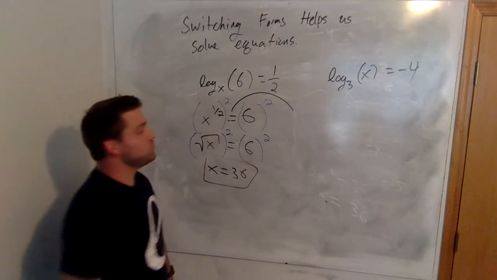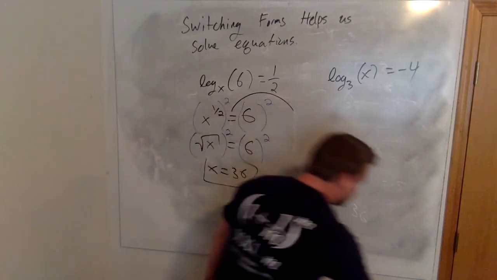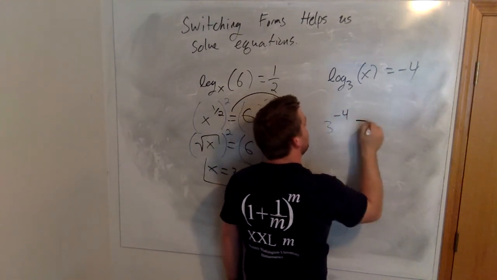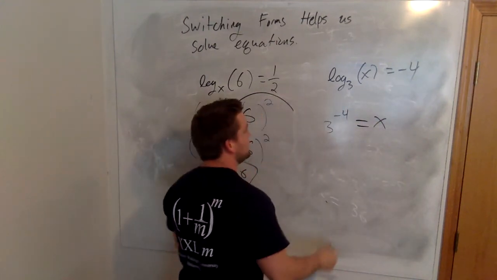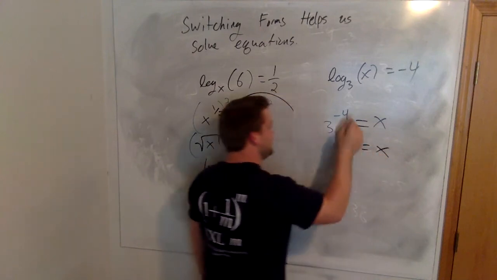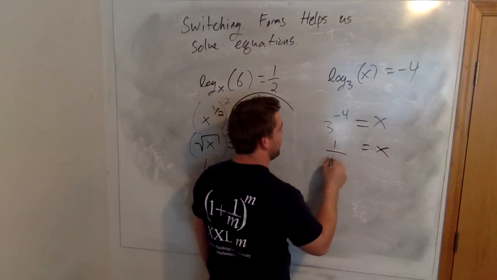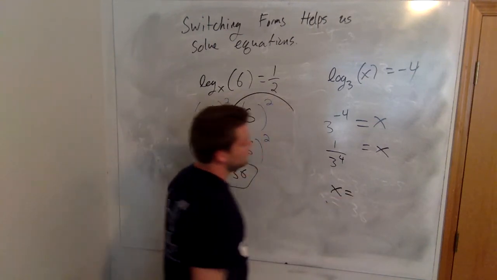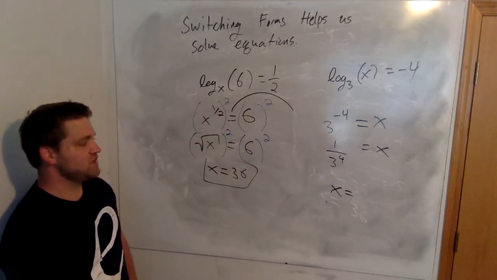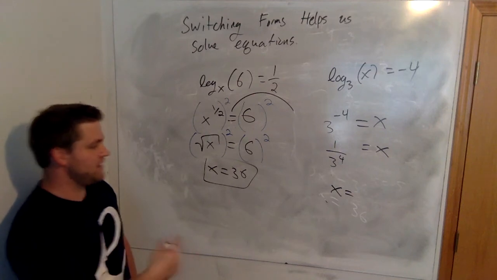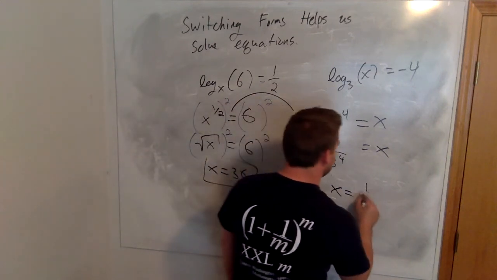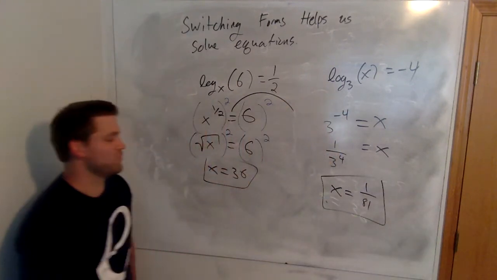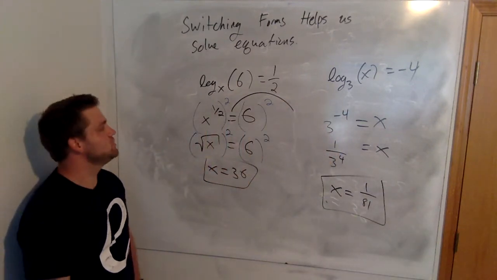Okay, for this next one, same thing. We're just going to switch forms. This is saying 3 to the power of negative 4 is equal to x. So what does a negative exponent mean? This means divide by 3 four times. I don't know what 3 to the 4th is. Let's see. 3 times 3 is 9. I got 2 extra 3's. 9 and 9 is 81. So this is 1 over 81. So x is 1 over 81. And that's what we have.